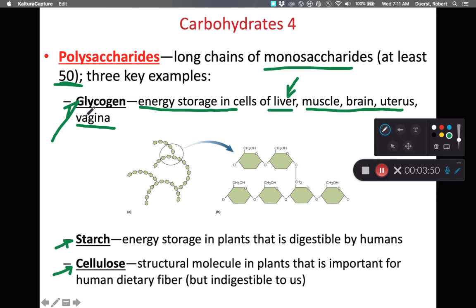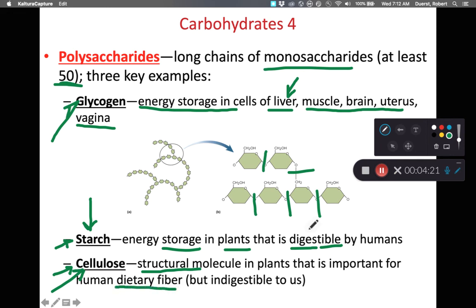The glycogen that's stored in the liver will be broken into individual glucose molecules with a lot of hydrolysis reactions to turn it back into glucose that can be dumped into the bloodstream. As we look at starch, starch is the energy storage molecule for plants that we can digest. And when we think of cellulose, cellulose is a structural polysaccharide that's in plants and is not present in human cells, in that we don't make it. However, we need it because it's known as dietary fiber in human beings. It helps us to not be constipated.